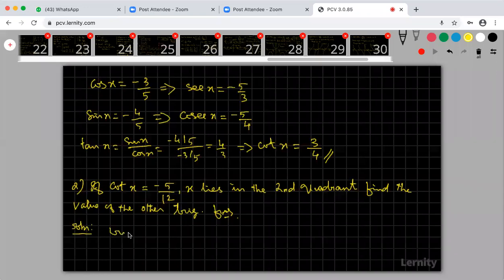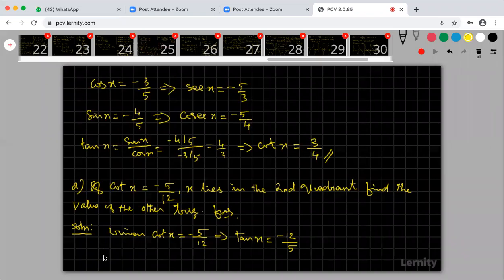So given cot x is equal to minus 5 by 12. Okay, if cot x is minus 5 by 12 means what about your tan x? Your tan x is the reciprocal of this cot x. Since cot x is the reciprocal of tan x, tan x is also the reciprocal of cot x. Therefore, we will get minus 12 by 5 is my tan x. Okay, that is a reciprocal function, right?